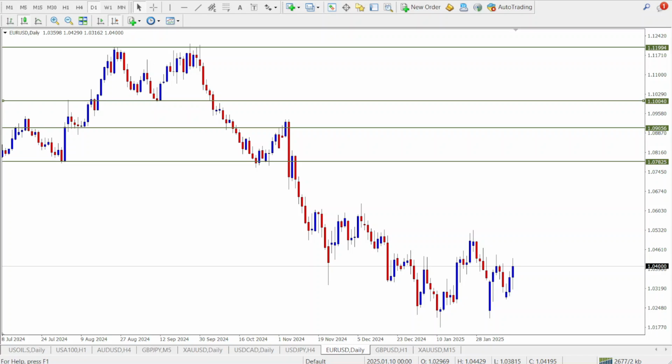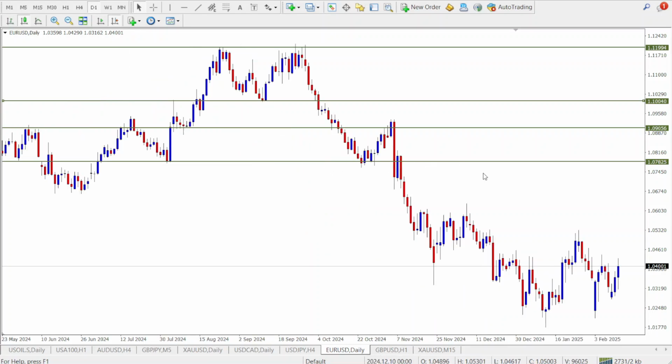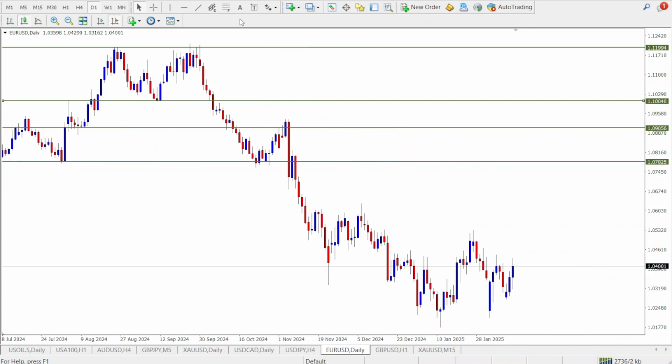So basically, these are called support and resistance levels. These levels act as barriers where price reacts, and they are key to finding strong trade setups. A support is a price level where buyers tend to step in, preventing price from falling further, while resistance is a level where sellers take control, stopping price from going higher.